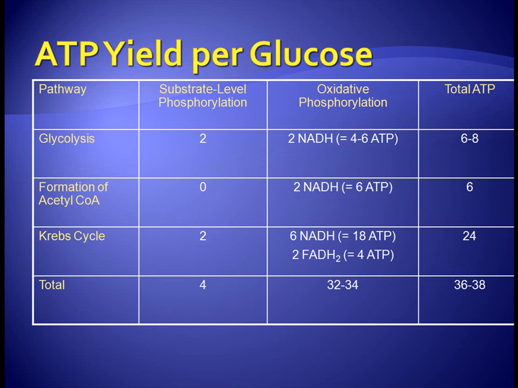Overall, that gives us a total of 36 to 38 ATP molecules in all. This is a tremendous amount of energy from one simple glucose molecule. Cellular respiration is about 40% efficient, which is a tremendous yield when you really think about it.